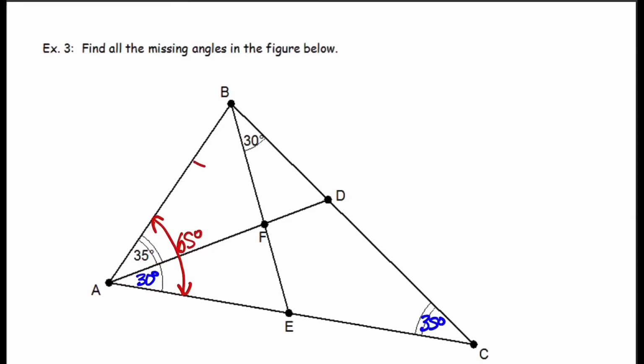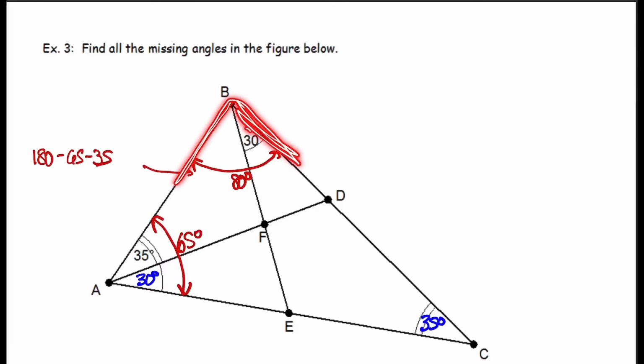So now if I want to get the big angle up top, which is made up of these two, I need to take 65 and 35 and subtract those from 180. So 180 minus 65 minus 35. And that's going to give me 80 degrees. So now, if this angle is 80 and that smaller one is 30, if I subtract those, so 80 minus 30, that's going to go right here. That's going to be 50.